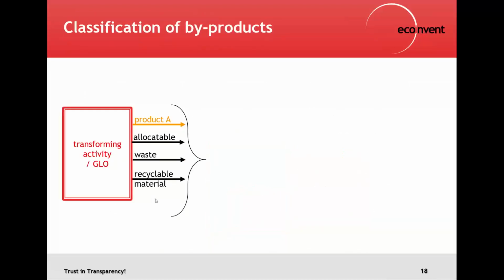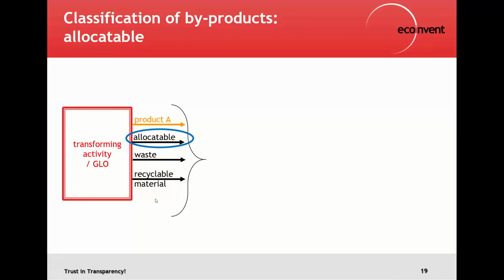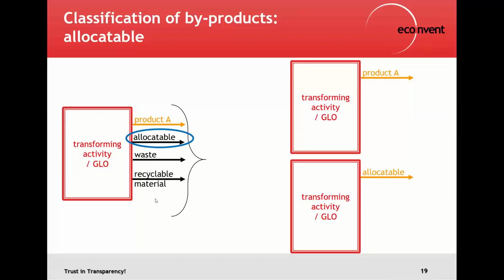So as I was saying, if we imagine an activity that has a product A and then 3 byproducts that are classified, one as allocatable, one as waste, and one as recyclable material, let's see how each of them would behave. Let's start with allocatable. This is covering most of the products in the database. 90% of the products in the database will be classified as allocatable, and can be thought of as commercially valuable byproducts. They are allocated against the reference product using the different allocation factors as we have seen in the introduction at the beginning.